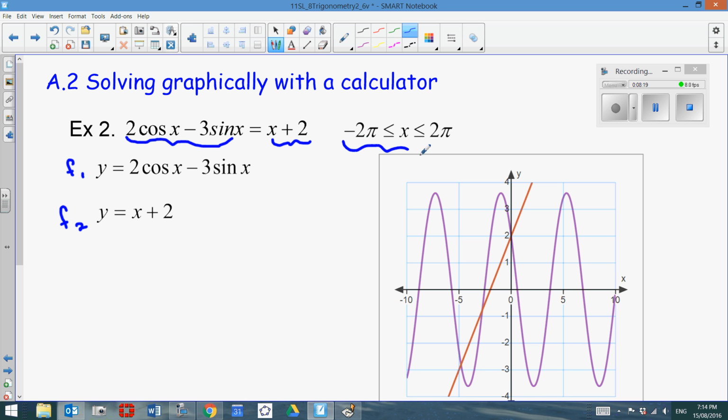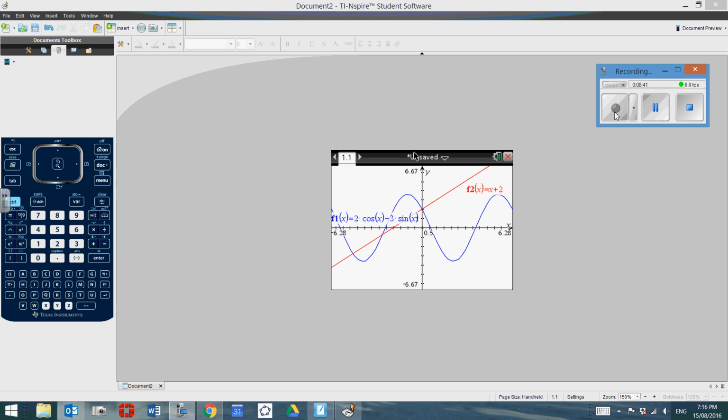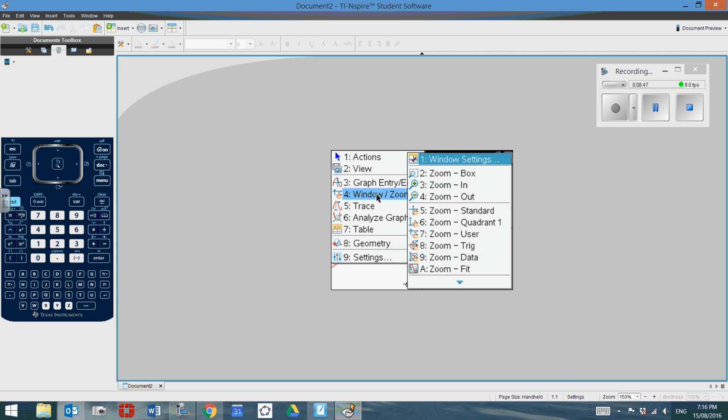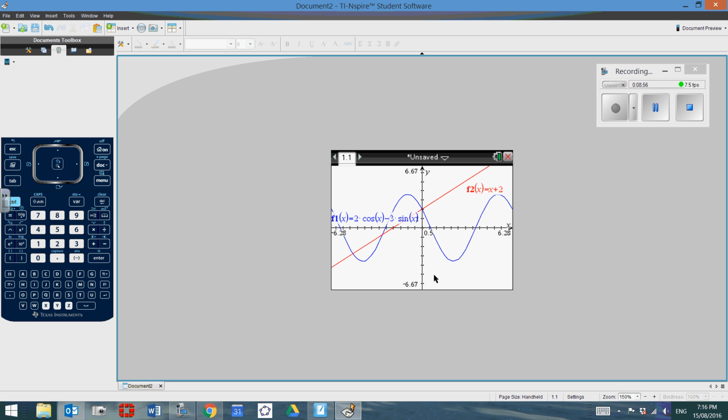Make sure we set your window correctly. Go ahead and pause here, go and set up your calculator, enter both these functions, and let's see what we get. So if you just enter these 2 functions and keep the regular window, this is the picture that you'll see. We want to go ahead and change our x values, our min and our max, to negative 2 pi and positive 2 pi. Remember, in order to get the correct window settings, we go to Menu, Window, Window Settings, and then you can actually type in negative 2 pi as your x minimum and positive 2 pi as your x maximum. So if we adjust our window accordingly, this is the graph that we wind up getting.